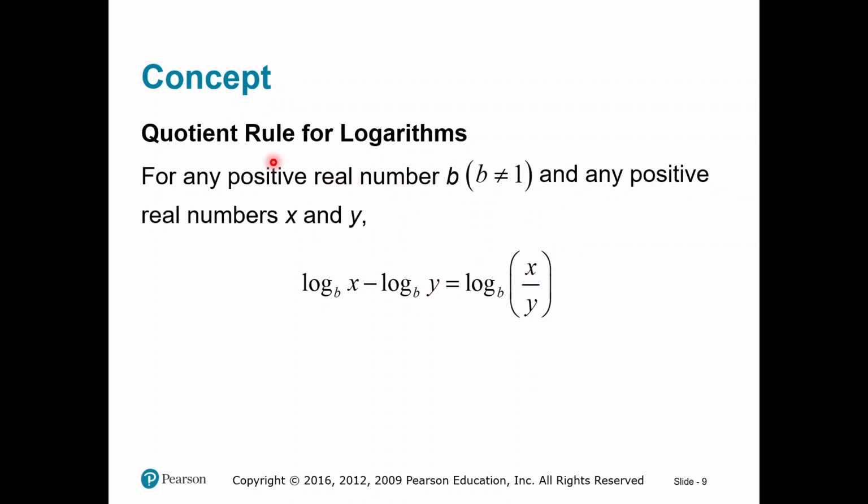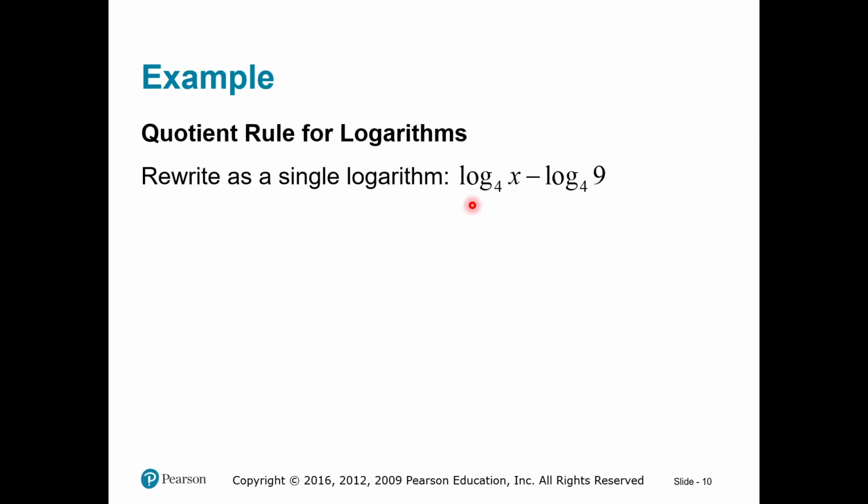Another rule, quotient rule. Now, the log of x minus the log of y, same base b, then it is the log of x over y, or x divided by y, base b. The key is they must have the same base b. So for example, log of x base 4 minus log of 9 base 4, same base, therefore we can divide. And so it is the log of x divided by 9 base 4.